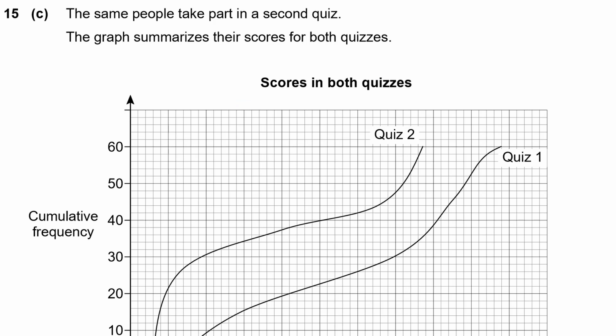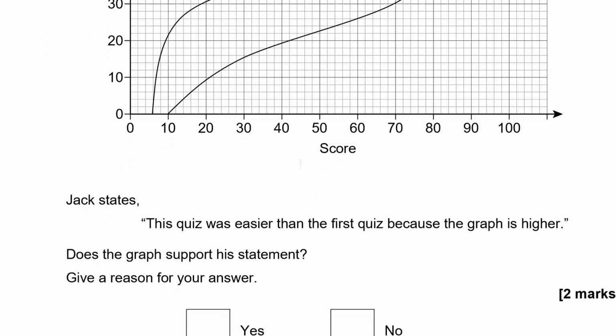Question 15C. The same people take part in a second quiz. The graph summarizes their scores for both quizzes. So we've got our original curve, quiz 1, and our new curve, quiz 2. Jack states the second quiz was easier than the first quiz because the graph is higher. Does the graph support this statement? Give a reason for your answer.